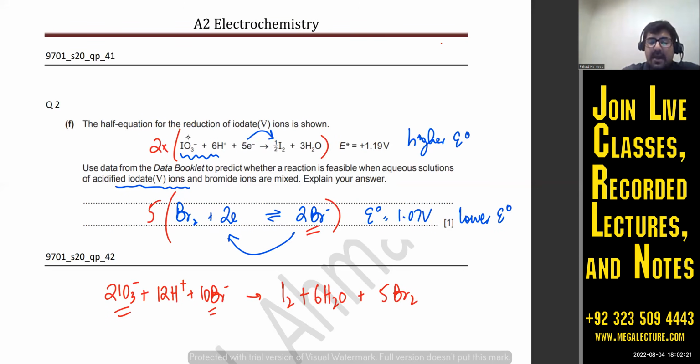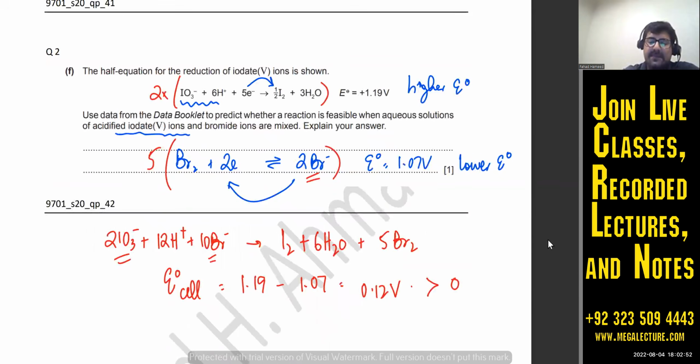Again, how do you know that this will happen? You'll calculate the E0 cell. The E0 cell has to be positive. E0 cell is the potential difference between the reduction potential, which is the high E0, 1.19, minus the oxidation potential, which is the lower one, 1.07. If you calculate this, it will come out to be 0.12 volts. Is this clear? So you have to state that it's coming out to be greater than 0. Hence, it's feasible.